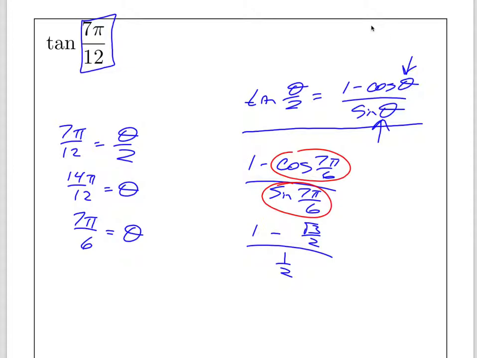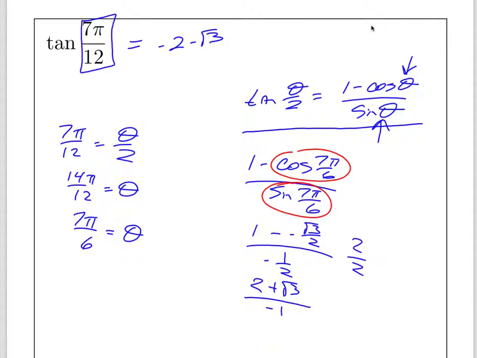So both of these, since we're in quadrant 3, need to be negative. And then what do I need to do to clean that up? Multiply by 2. So that gives me 2 plus radical 3 over negative 1. And we distribute that negative 1 through, and we have determined that this thing equals negative 2 minus radical 3.